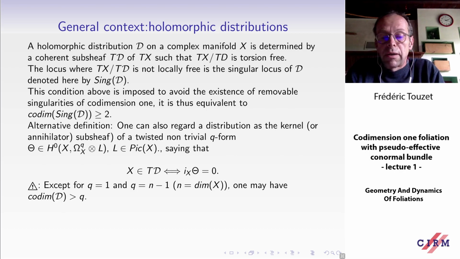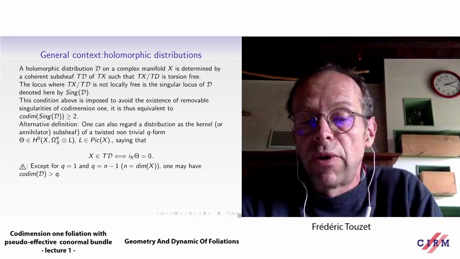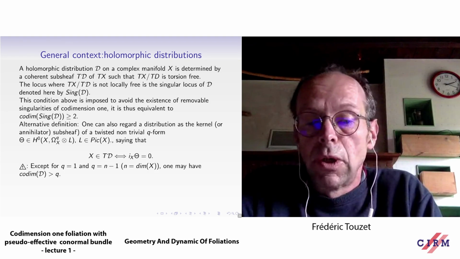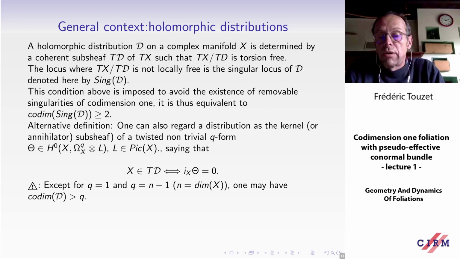So typically take, say, a hyperkähler manifold of dimension 4, and a symplectic 2-form. The kernel of this symplectic 2-form is reduced to 0, of course, so it defines a foliation of codimension 4, which is the foliation by points on the manifold. Nevertheless, it is always possible to define the codimension q distribution by a twisted q-form, simply by contracting forms of top degree by the determinant bundle of the tangent sheaf of the distribution.